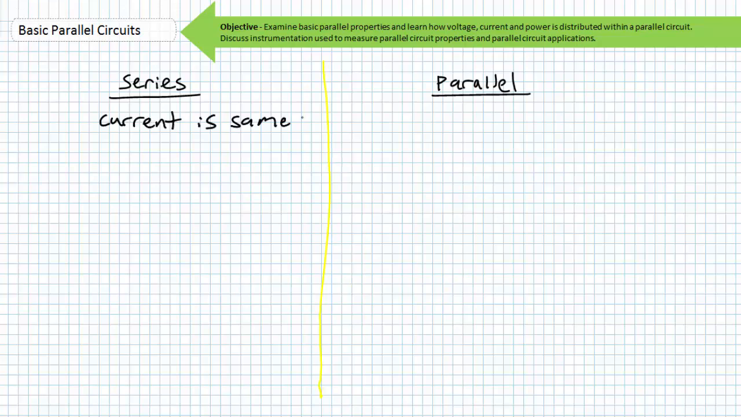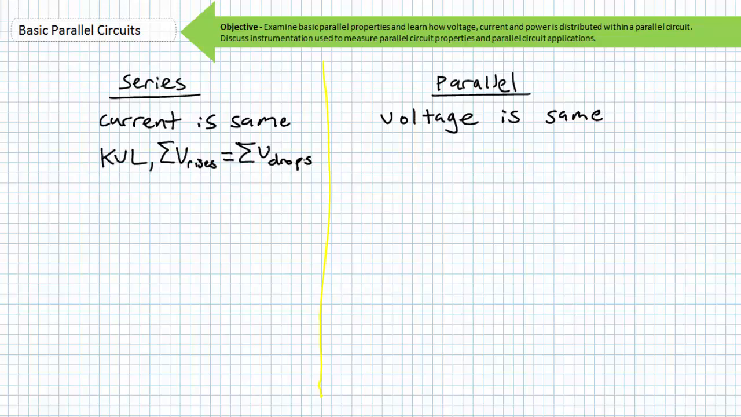Current through elements in series is the same. Voltage across elements in parallel is the same. Kirchhoff's voltage law is an especially useful circuit analysis technique for series circuits. The sum of voltage rises should equal the sum of voltage drops. What goes up must come down. Kirchhoff's current law is an especially useful circuit analysis technique for parallel circuits. The sum of currents entering a node should equal the sum of currents leaving a node. What goes in must come out.